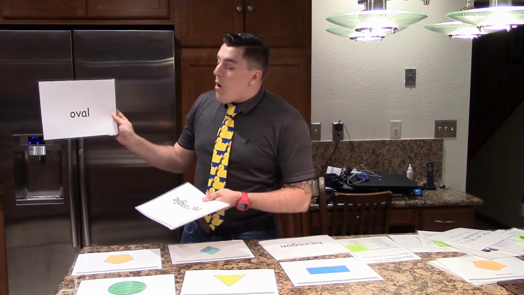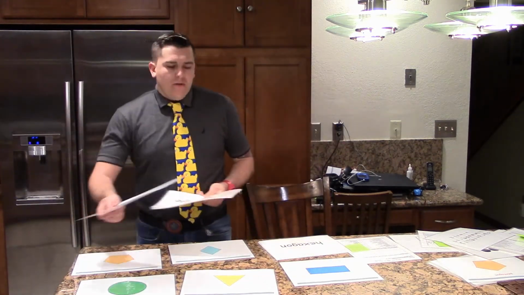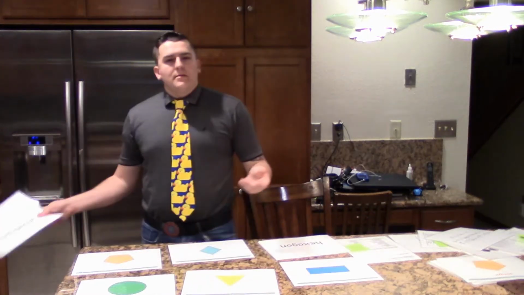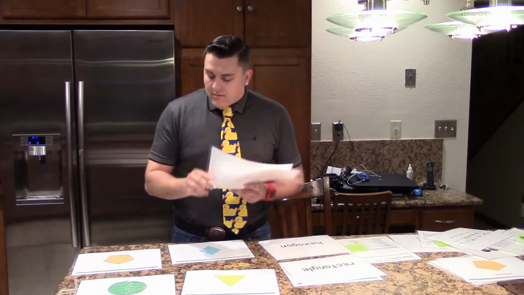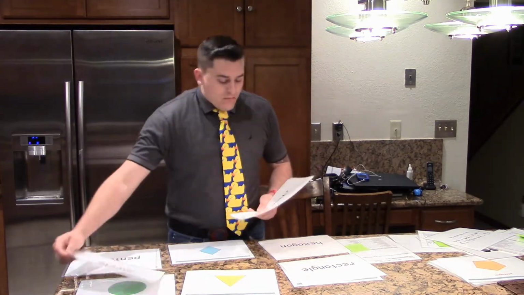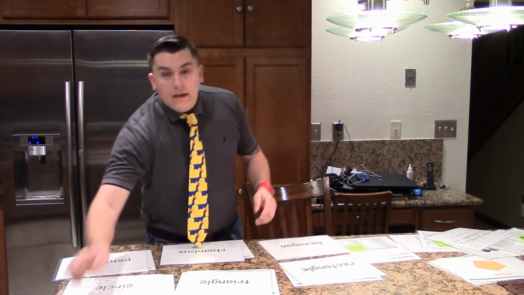Oval. You can ask, which one's the oval? Oh, that one's the oval. So, simple stuff. They got rectangle. Boom. Pentagon. Circle. Rhombus. Triangle. Square. Okay?